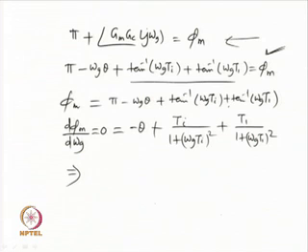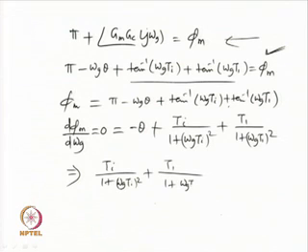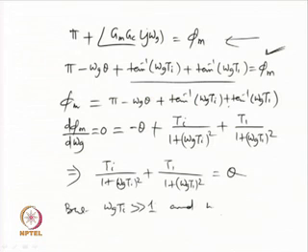So, this when simplified further gives us T_I divided by 1 plus omega_g T_I square, plus T_1 divided by 1 plus omega_g T_1 square, is equal to theta. But we have assumed omega_g T_I is greater than 1 and omega_g T_1 is greater than 1. Therefore, the same expression can have no 1 in the denominators, giving you an expression like this.